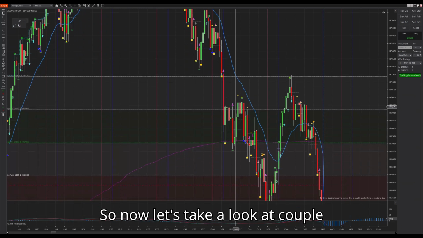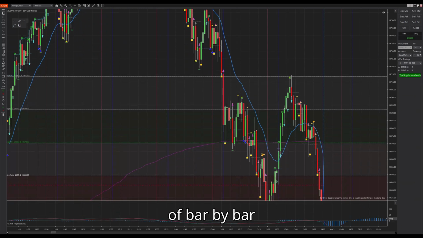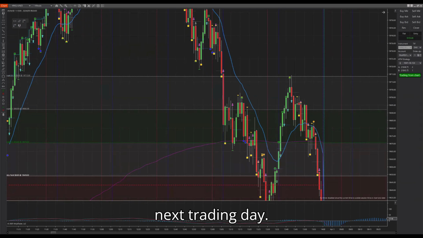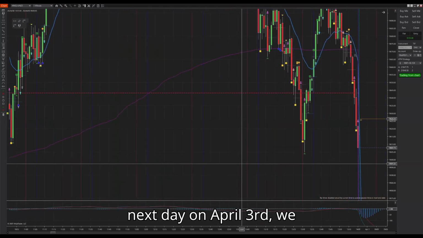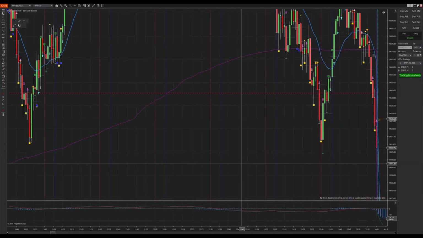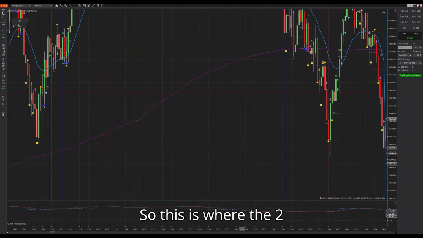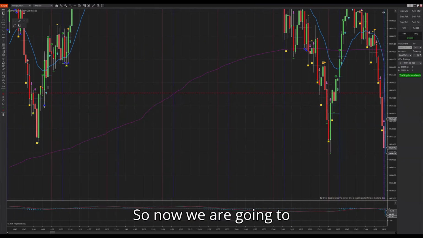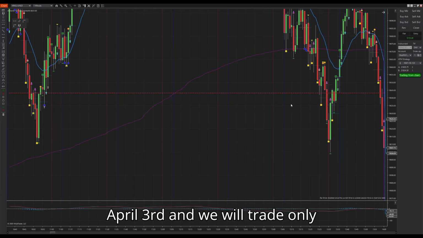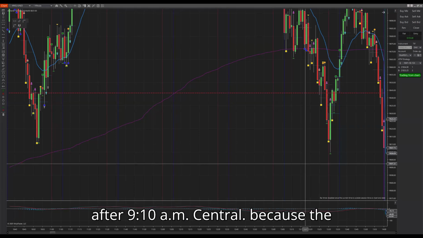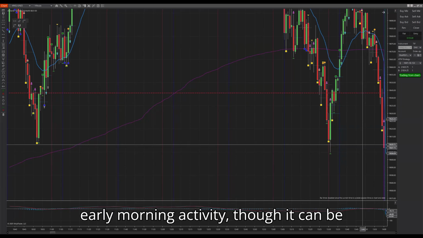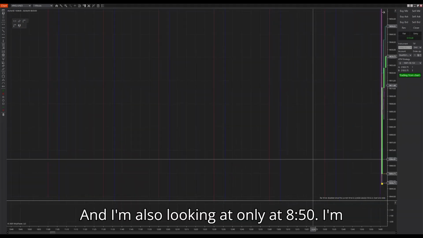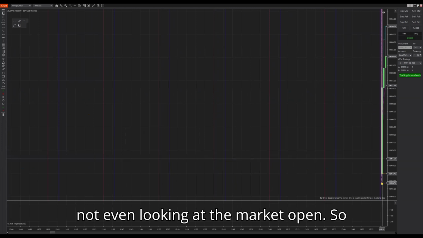So now let's take a look at a couple of bar by bar analysis for the next trading day. Next day on April 3rd, we will go bar by bar. So this is where the 2 p.m. on April 2nd ended. So now we are going to April 3rd, and we will trade only after 9:10 a.m. Central, because the early morning activity, though it can be lucrative, it can also whipsaw easily. And I'm also looking at only at 8:50. I'm not even looking at the market open.